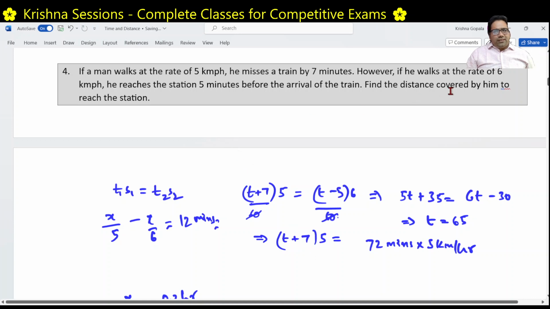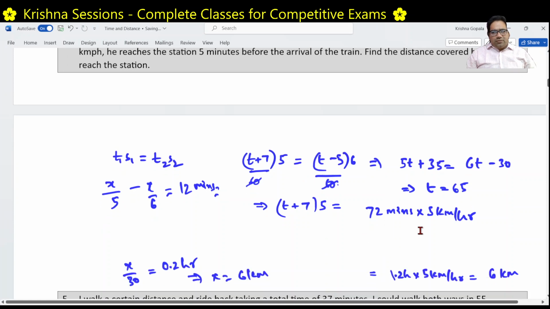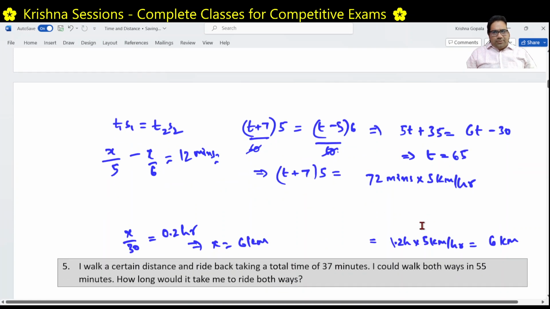Now what is he asking? Find the distance covered by him to reach the station. We can substitute this t in one of these, say t plus 7 into 5. So 65 plus 7 is 72 minutes, into 5 kilometers per hour. What is 72 minutes? 1 hour 12 minutes, which is 1.2 hours. 1.2 hours into 5 kilometers per hour is 6 kilometers. 6 kilometers distance.